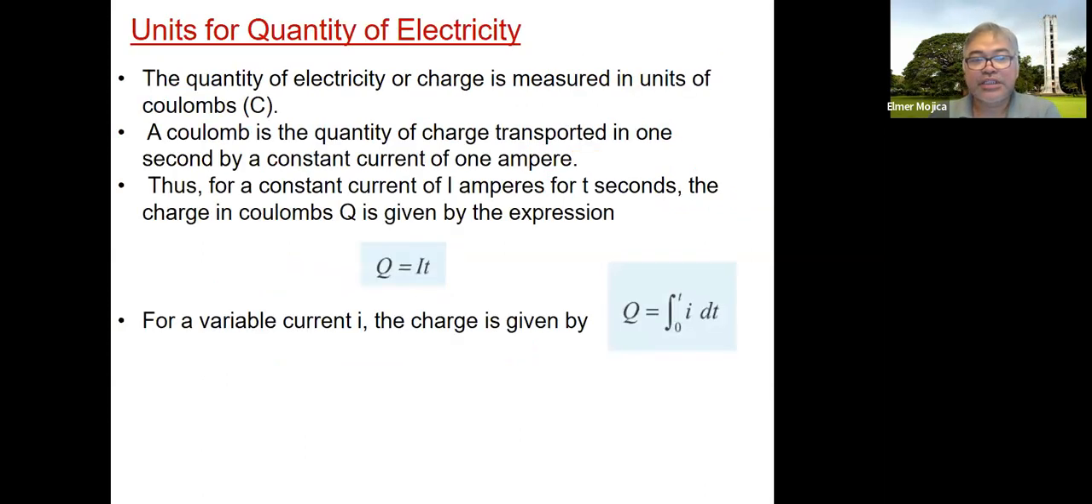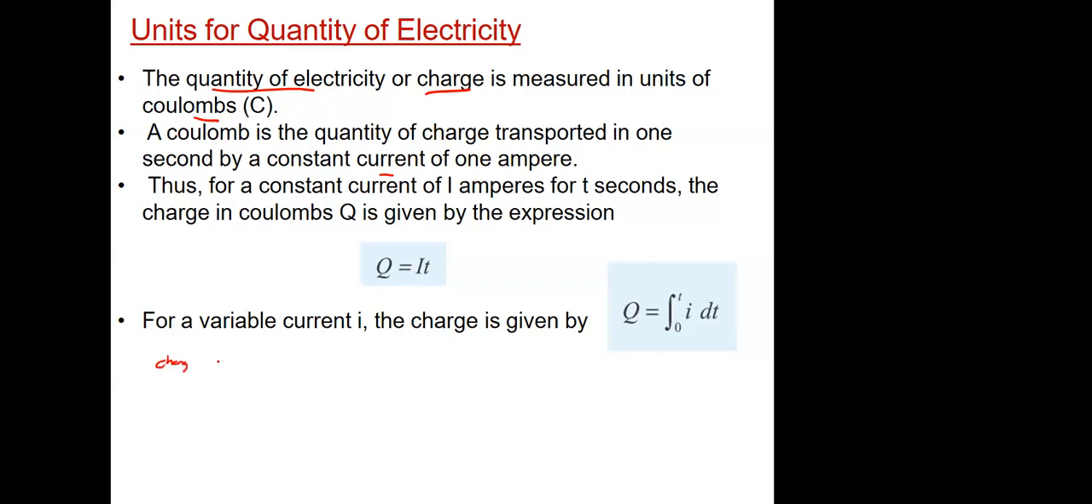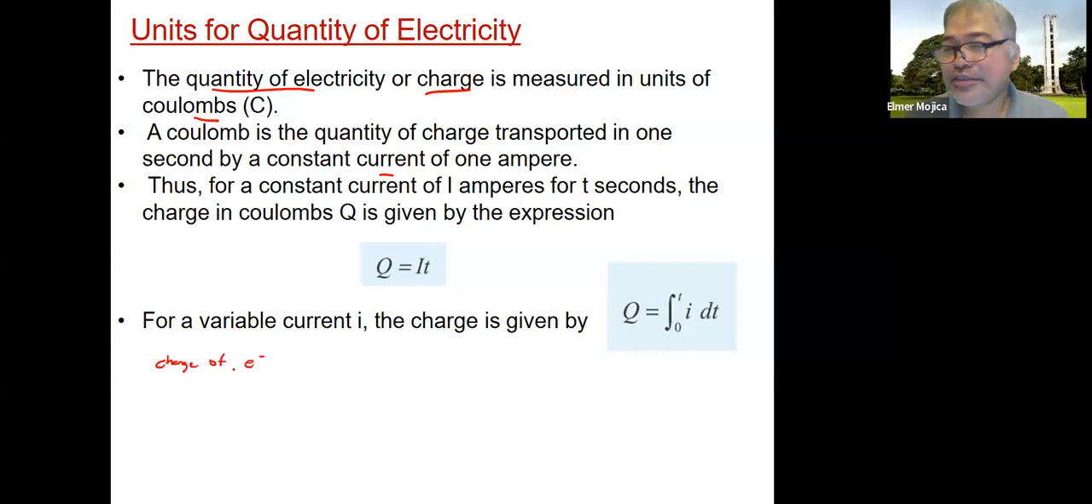Now, in this principle, the charge, or the quantity of electricity, is measured in coulombs. We define the coulomb as the quantity of charge transported in 1 second by a constant current of 1 ampere. What is the charge of the electron? Do you still recall? Who discovered that, with the famous oil drop experiment? It is around 1.6 something times 10 to the minus 19 coulomb.